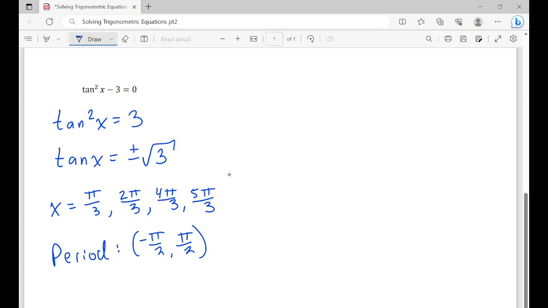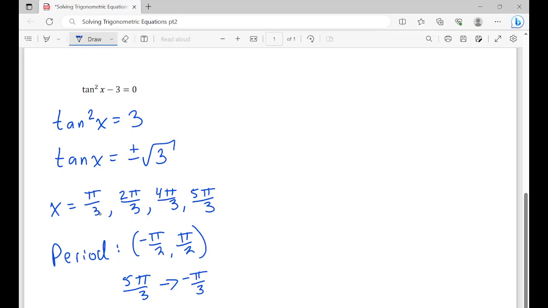I know that if I start on the x-axis and go a positive distance, I'm going to go counterclockwise. But if I go a negative number of radians, I will go clockwise. So 5 pi over 3 is equivalent to negative pi over 3, and they both end at the same spot on the unit circle. So I'm going to use pi over 3 and negative pi over 3 to make my general solutions.